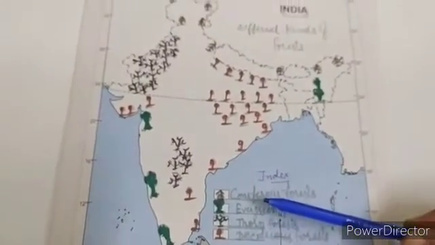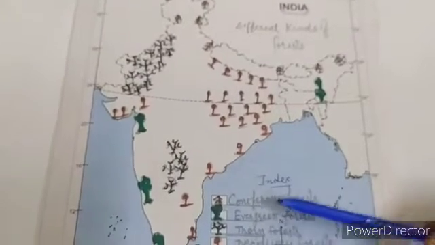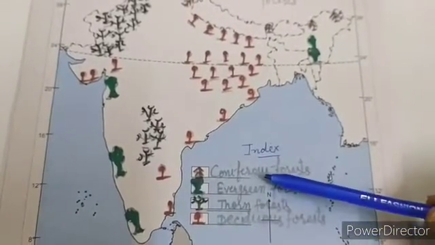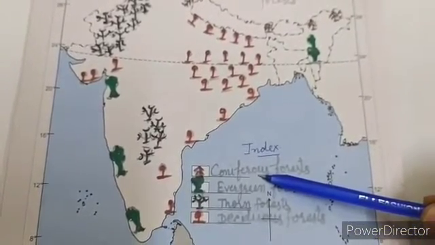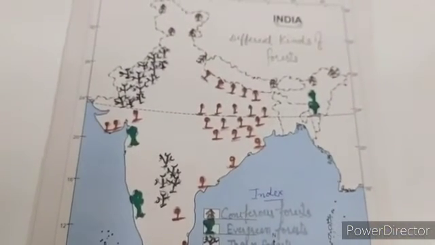You have to practice. Okay, different kinds of forest, and you have to take care of the spellings. You have to write carefully. You have to learn these spellings, and you have to write carefully. Okay, children, so this is the map of different kinds of forest, and you have to do maximum practice.